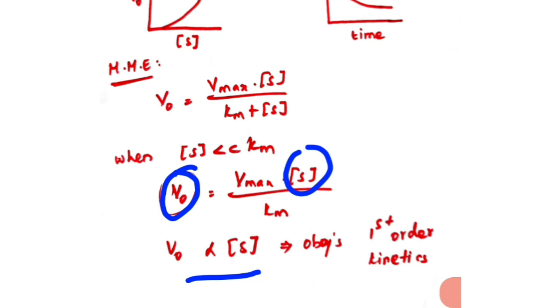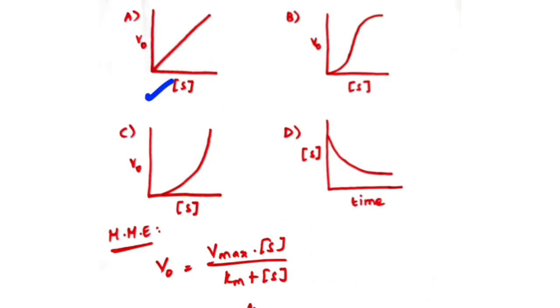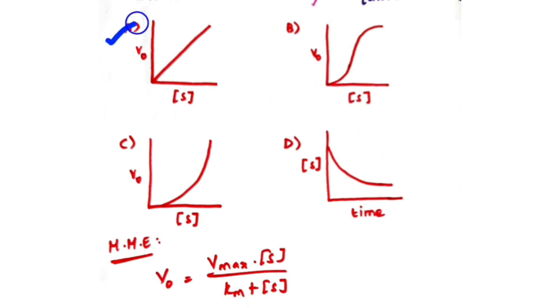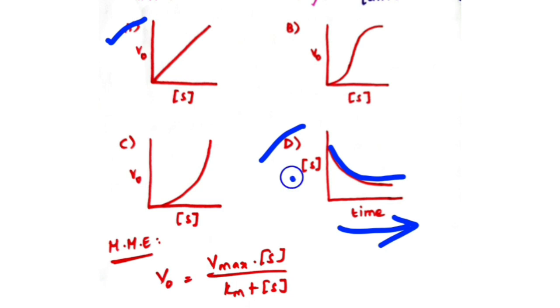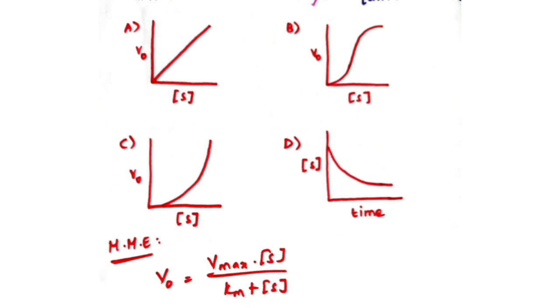From this equation, you know that V0 is directly proportional to substrate concentration. So at very low substrate concentration, this equation obeys first order kinetics. Substrate concentration is linearly proportional to V0. So option A is correct and option D is also correct, because when time increases, your substrate concentration will decrease, because the substrate is consumed by the reaction and converted into product. So options A and D are correct.